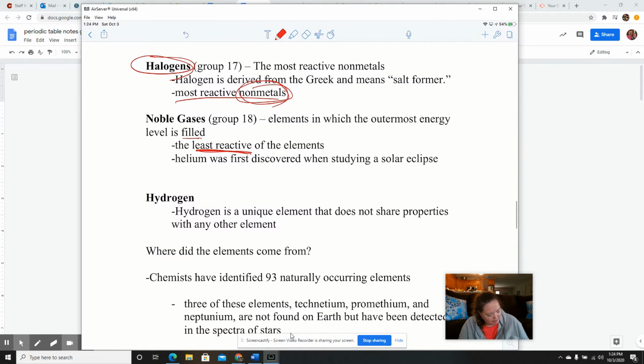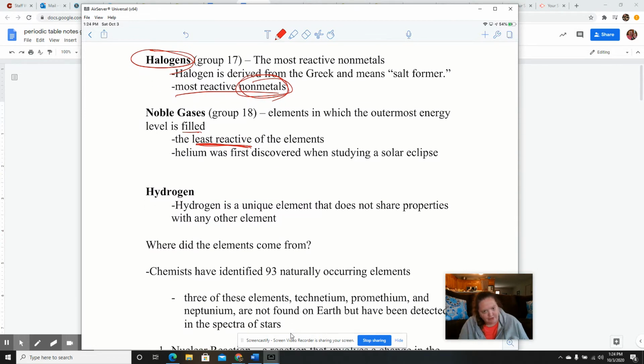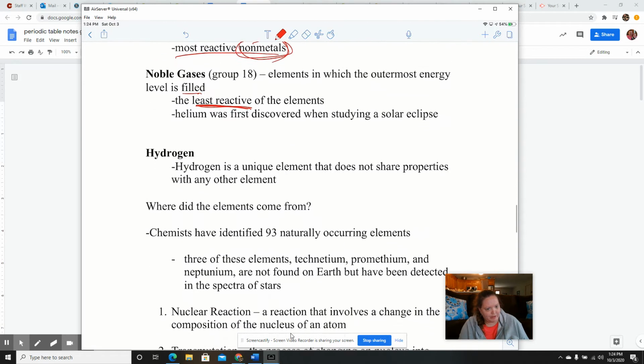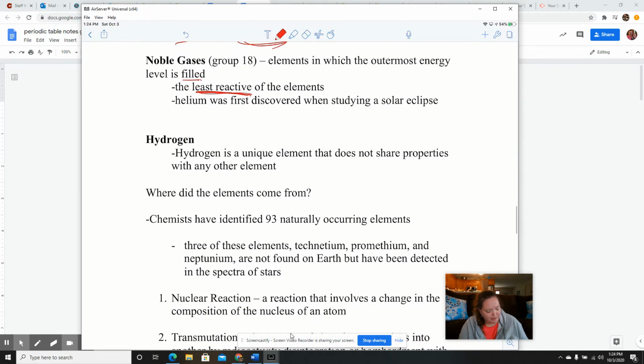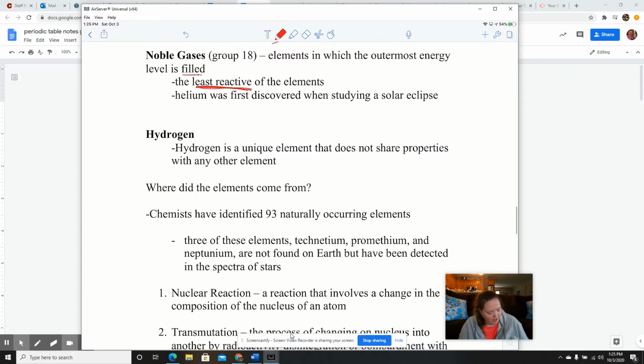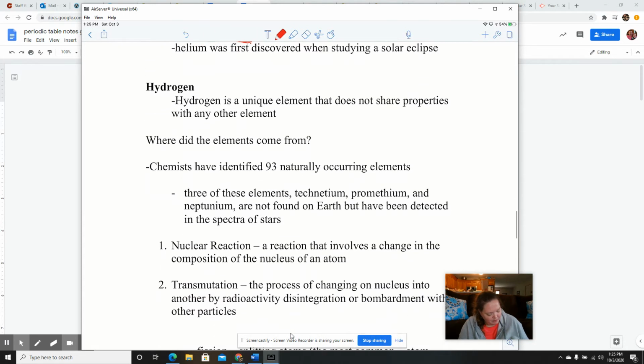And then we have little hydrogen. Hydrogen is in a class all by itself. It does not share properties with any other element, but we had to put it somewhere on the periodic table, and we put it with group number 1 because it has 1 valence electron. So we put it with the alkali metals, but it is unique all by itself, and it doesn't have any properties anywhere else.